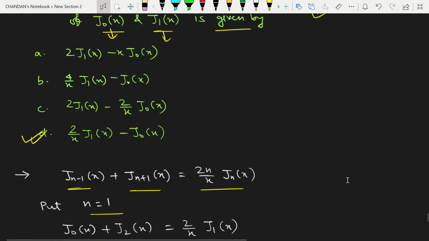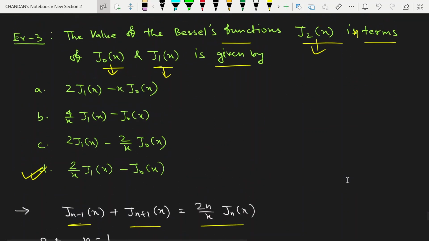Okay, so this is a very small class, and I think these are the most important things, the basics of Bessel functions: the definition, the recurrence relations, the orthogonality property of Bessel functions, and some examples of Bessel functions.